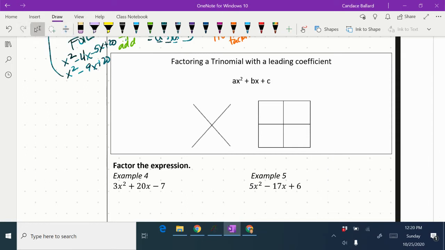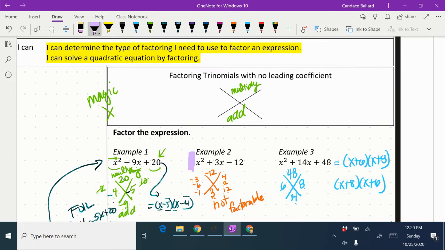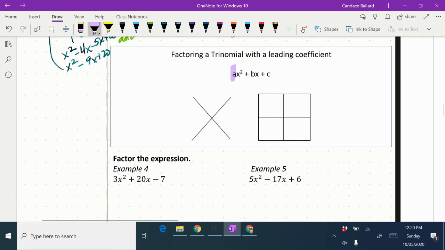First of all, what I mean by leading coefficient is that there is a number in front of your x squared. When we were doing this before, our number in front of our x squared was always a 1. So we didn't have a leading coefficient. That's what a leading coefficient is.